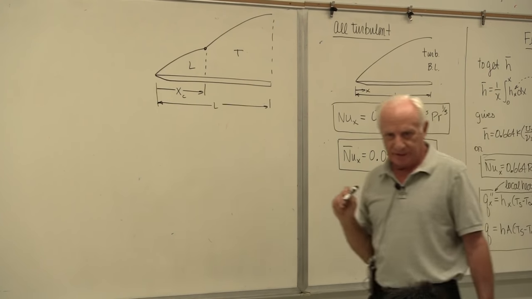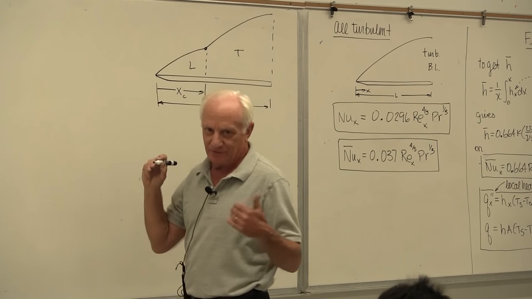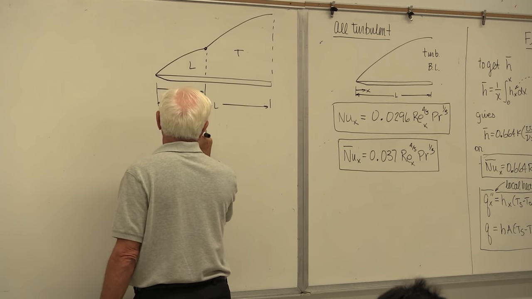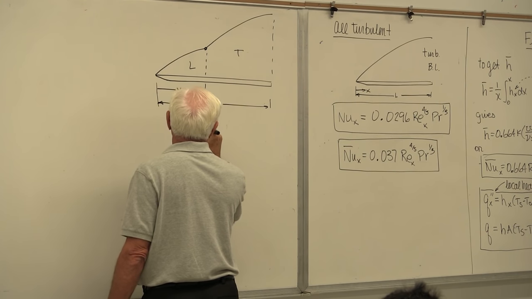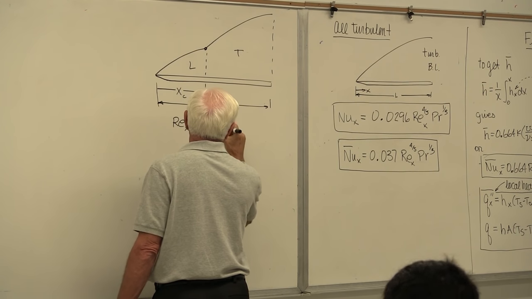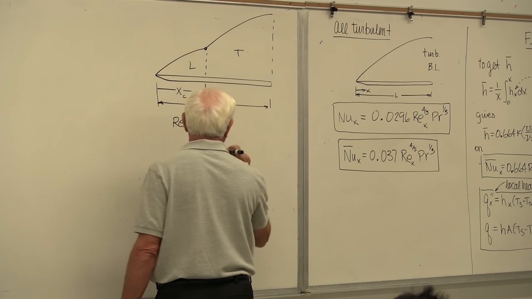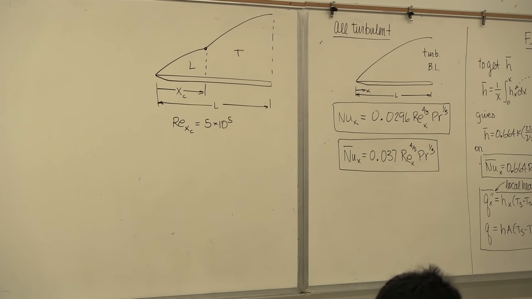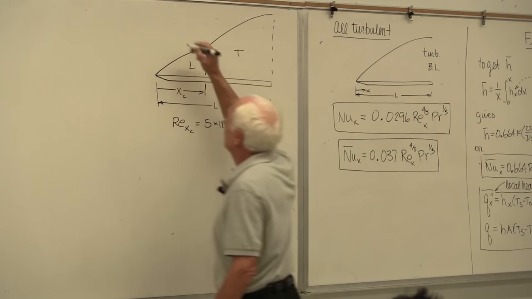This is from ME312, the flow transits at a Reynolds number based on X critical of, we're going to assume 5 × 10⁵, 500,000. So when the Reynolds number gets to that value, it transits from a laminar boundary layer to a turbulent boundary layer. That picture is called mixed flow.